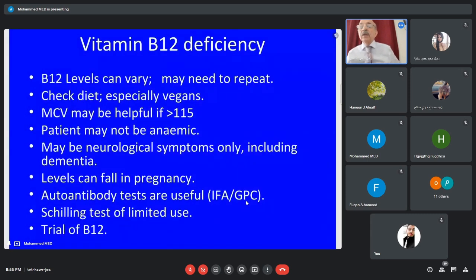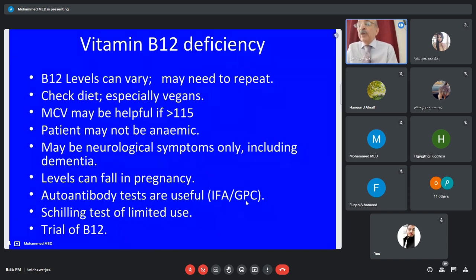B12 deficiency, the levels vary, but there is a recent study which showed that if you find the B12 on the low border, please treat because most of these patients are deficient. Okay, deficiency is more common among vegetarians because B12 usually is taken from animal products, mainly meat. Okay, and the liver. Okay, the MCV is usually high. The patient earlier may be not anemic.